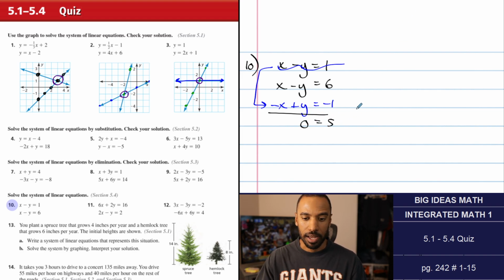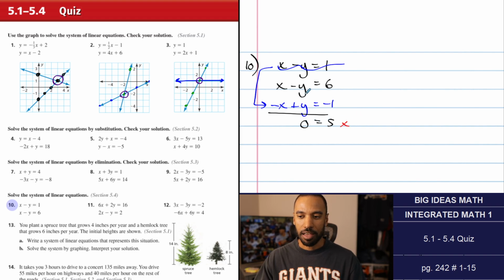Did I mess up? I did not. 0 equals 5. The left side had all the variables cancel, and the right side is not the same as the left side. This is a no solution case.